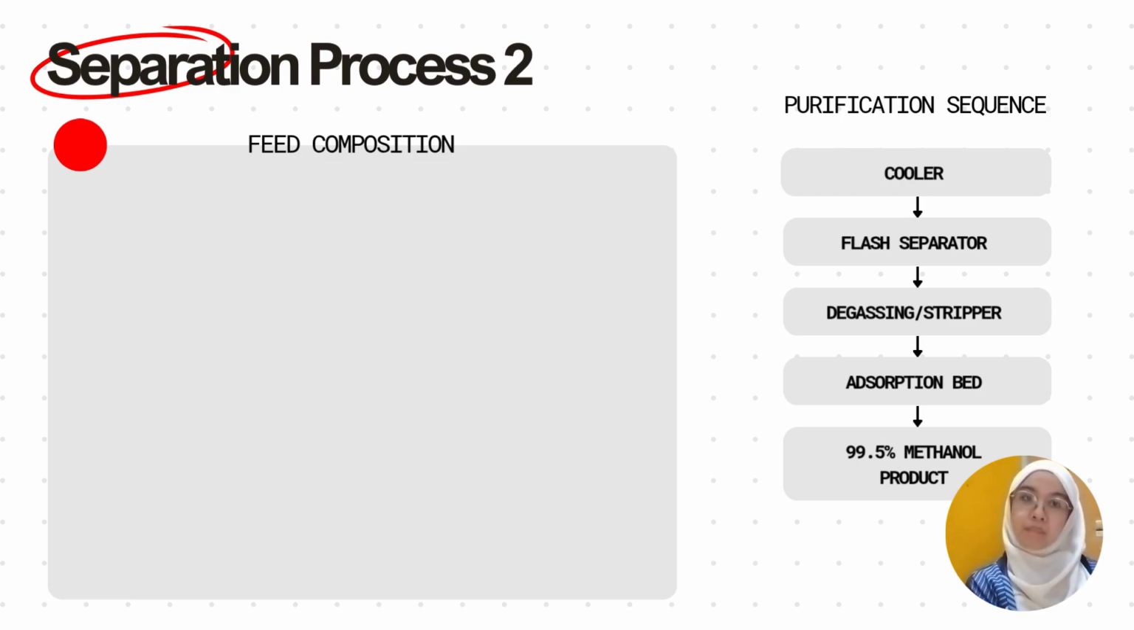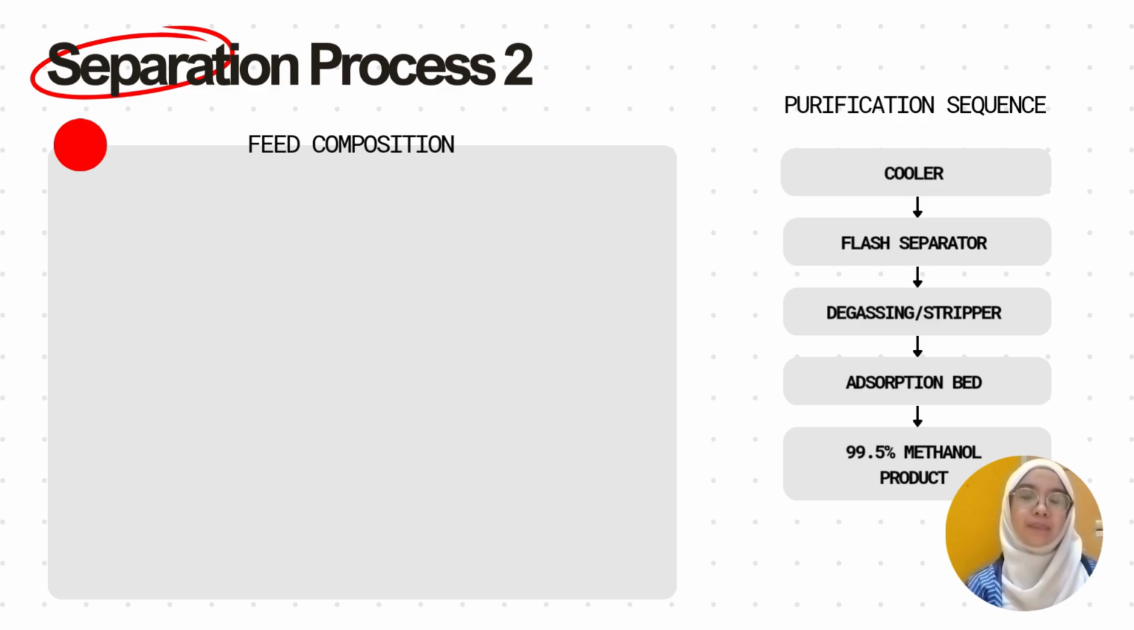So the purification sequence that we chose is first, from the reactor outlet, the stream goes to a cooler and flash separator. The cooler and flash separator can separate the vapor from the liquids because the natural gas is in vapor form and it will go through the top outlet, whereas the methanol and some dissolved gases as well as water will go through the bottom outlet.